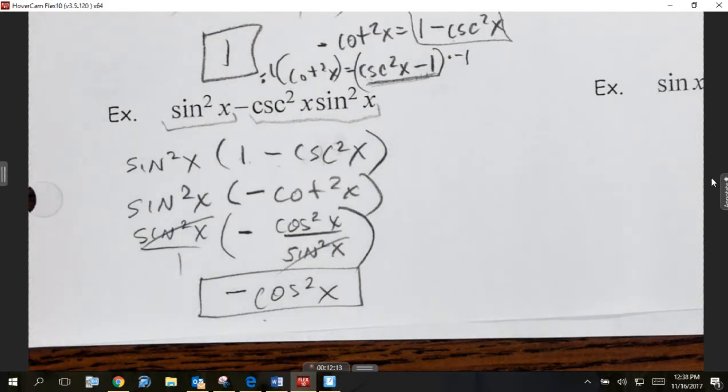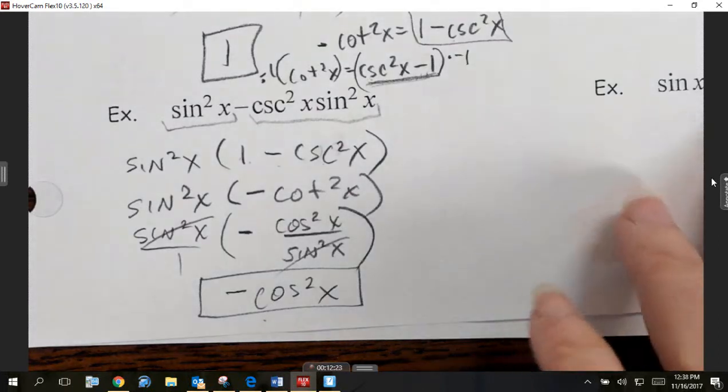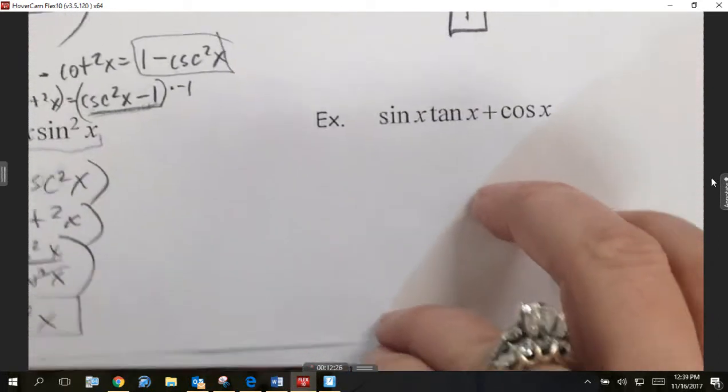Yeah? So, you notice how we're incorporating past math stuff in the new thing? One last one. Last one.